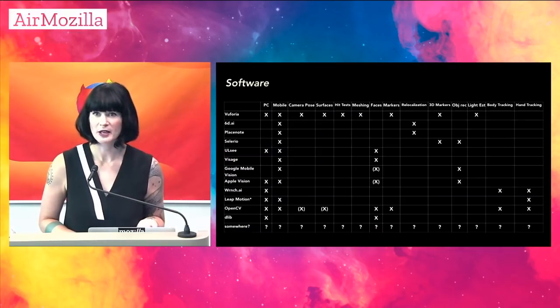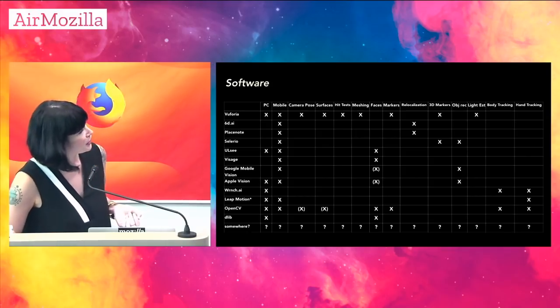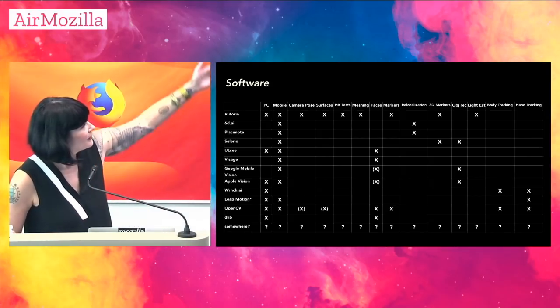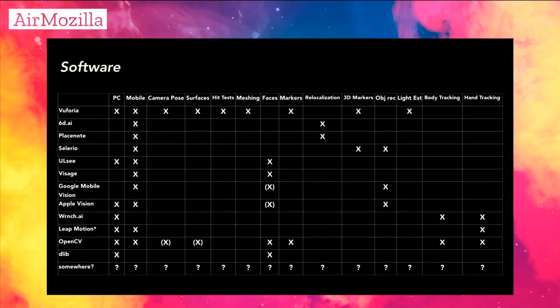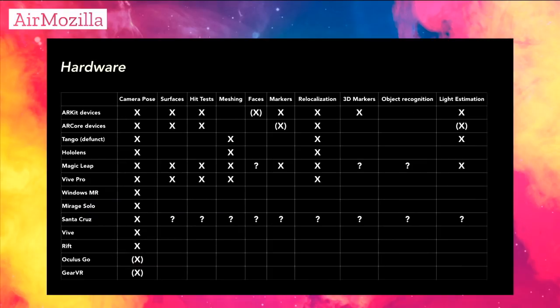Thank you, Matt Schoen, for making this chart. This was a really big chart to make. This is kind of what's out there right now on the software side. So you got Vuforia, 6D.AI, Placenote, Solera. You'll see Visage, those are face tracking, Google Mobile Vision, Apple Vision, Wrench AI, body tracking, Leap Motion, OpenCV, DLib, and then somewhere out there in the future is a software that can actually take all of these things and run with it. But for right now, you can see that it's a fairly scattered space.